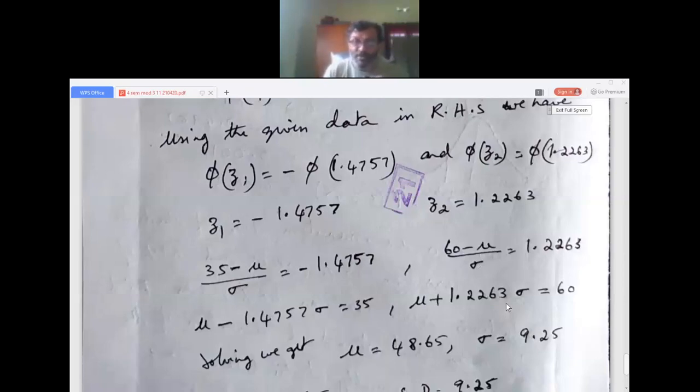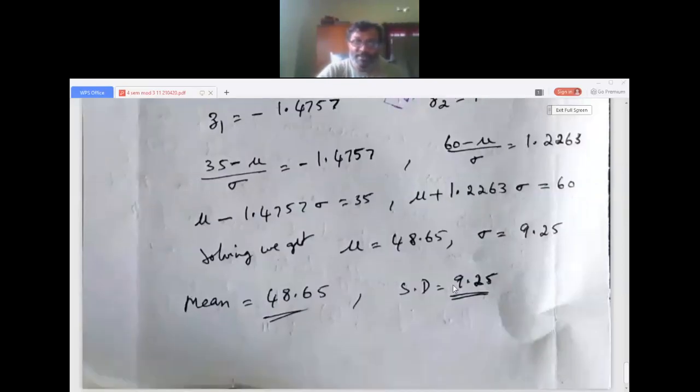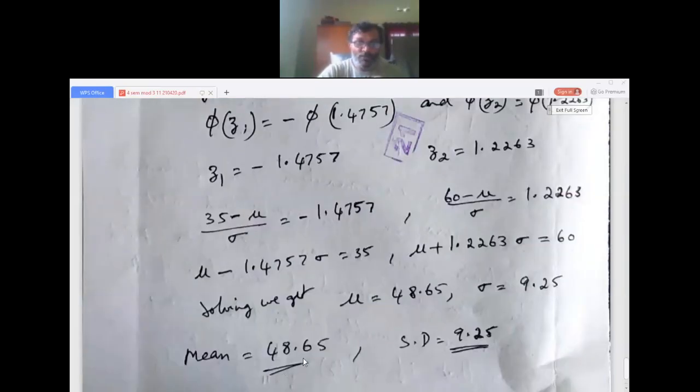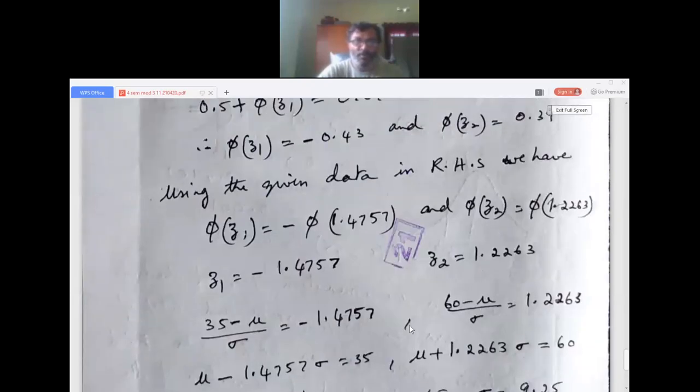Put the value of sigma in any one of the equations, either the first equation or the second equation. You will get the standard deviation sigma value, that is 9.25. So here mean equals 48.65, standard deviation equals 9.25.